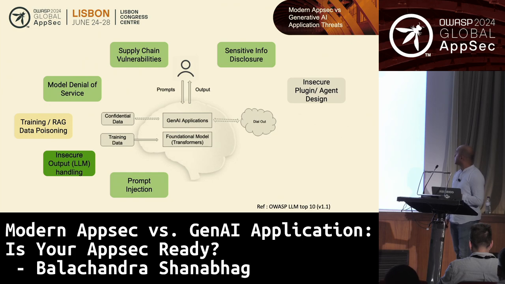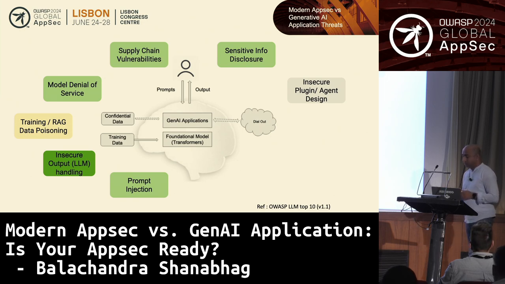The next in the LLM top 10 is insecure plugin design. I'm even extending it to include the agents in this. Agents are usually third party, while plugins are kind of part of the first party, and there are also function calling capabilities, so this falls under that. It's basically insecurely designed agents or plugins.